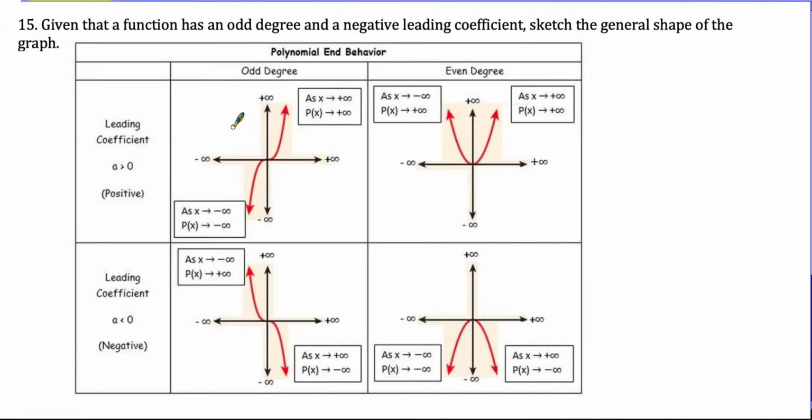So if we had an odd degree and a positive leading coefficient, my graph had this general shape for my end behaviors. Odd degree and negative leading coefficient, which is this scenario. This number 15 is asking for this general shape here. But then if I had an even degree and a positive leading coefficient, both ends were going up. Even degree, negative leading coefficient, both ends are going down. Again, I would highly recommend memorizing these 4 scenarios.